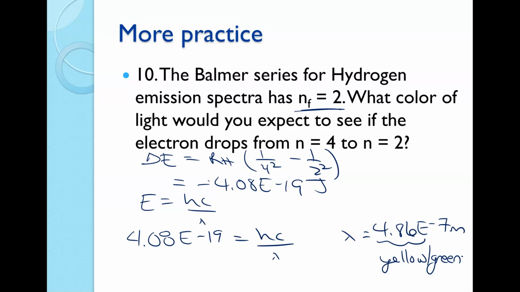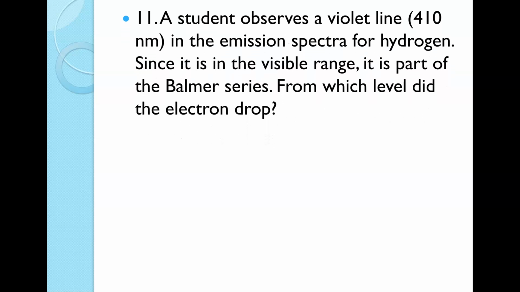Okay, so I don't expect you guys to memorize the colors of the different wavelengths. That's really not expected. All right. So here's where it's really challenging. So they see a violet line for hydrogen. Since it's in the visible range as part of the Balmer series, that means NF is 2. From which level did the electron drop?